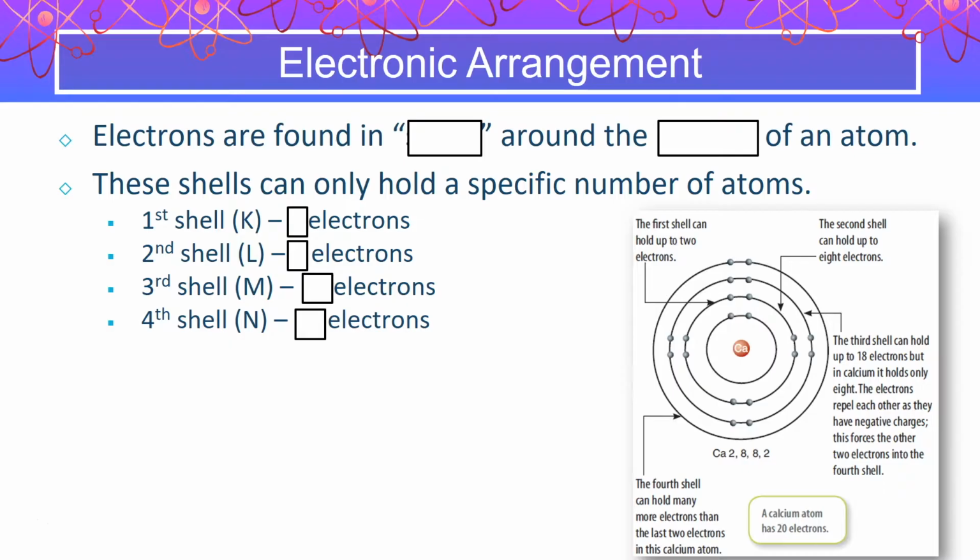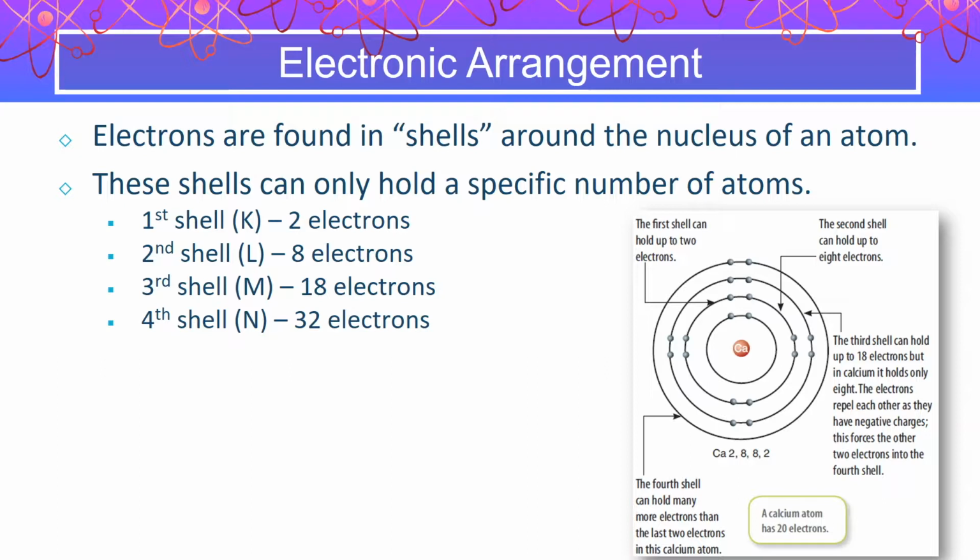So, as I mentioned in the other video, electrons are found in shells around the nucleus of an atom. Now, something you need to know about these shells is that they can only hold a specific number of electrons. Shell 1 can't hold more than 2 electrons. Shell 2 can't hold more than 8 electrons. Shell 3 can't hold more than 18, and shell 4 can't hold more than 32. There can be more shells than this, but we're going to stop here.